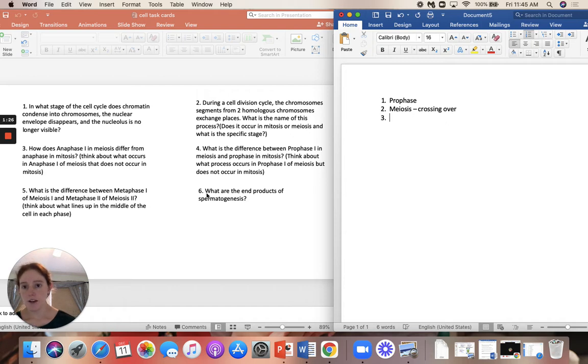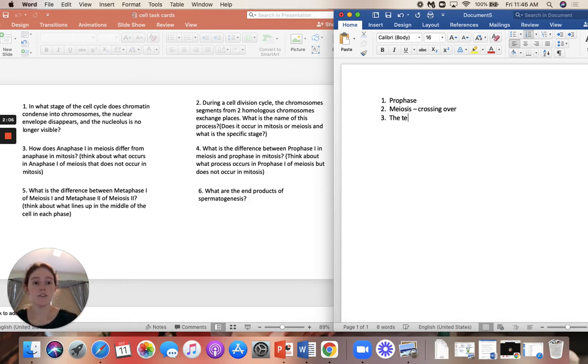But going on to number 3, how does anaphase 1 in meiosis differ from anaphase in mitosis? Think about what occurs in anaphase 1 of meiosis that does not occur in mitosis. All right, so in anaphase of mitosis, we just have the two chromosomes and they are split apart. In meiosis, we actually have 4 chromosomes in there, and the tetrads are going to be split apart in anaphase 1, and then whenever they go into anaphase 2, that's whenever the tetrads are split apart into the individual chromatids.